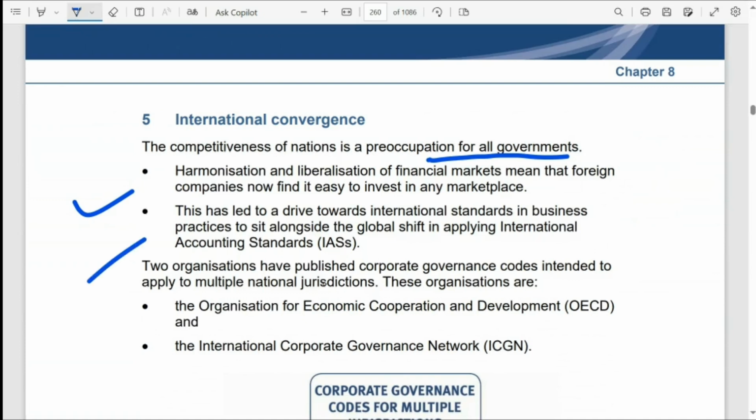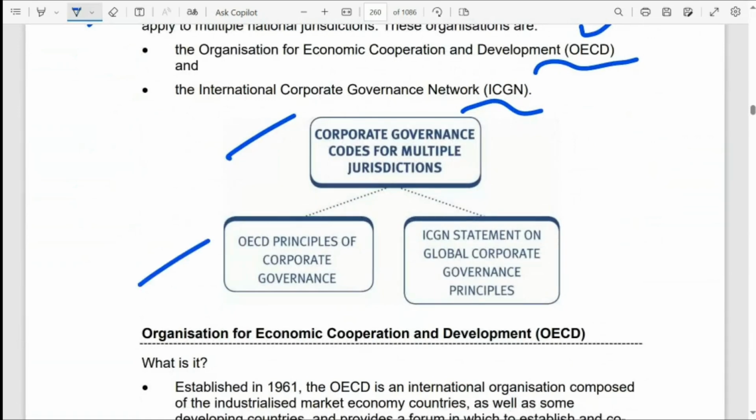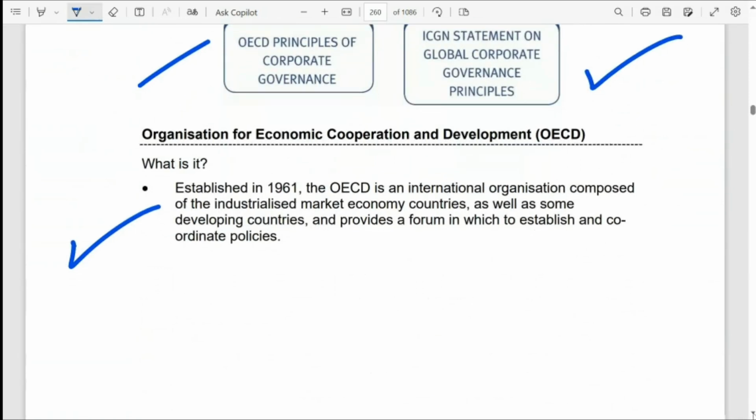Two organizations have published corporate governance codes intended to apply across multiple national jurisdictions. These are the OECD, and it is also often tested in the exam. Familiarize yourself, students, with corporate governance codes, the OECD Principles of Corporate Governance, and the ICGN Statement on Global Corporate Governance. This is the main area. What does it stand for? Go through this paragraph.